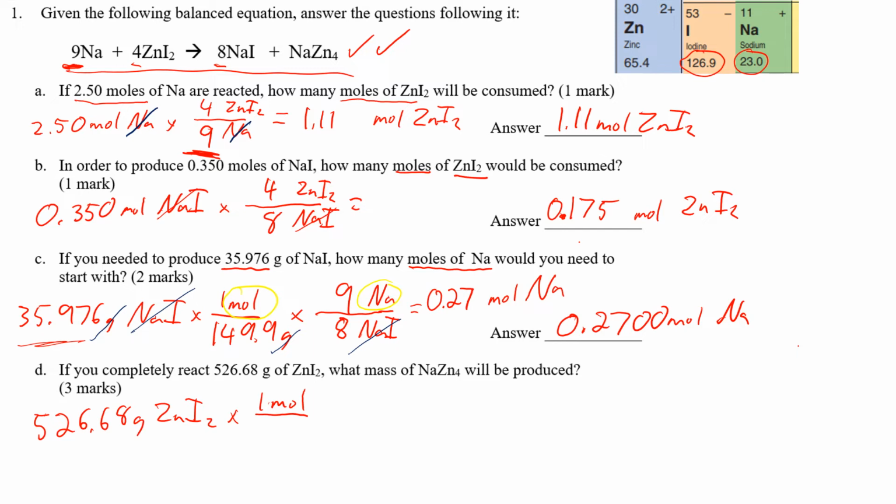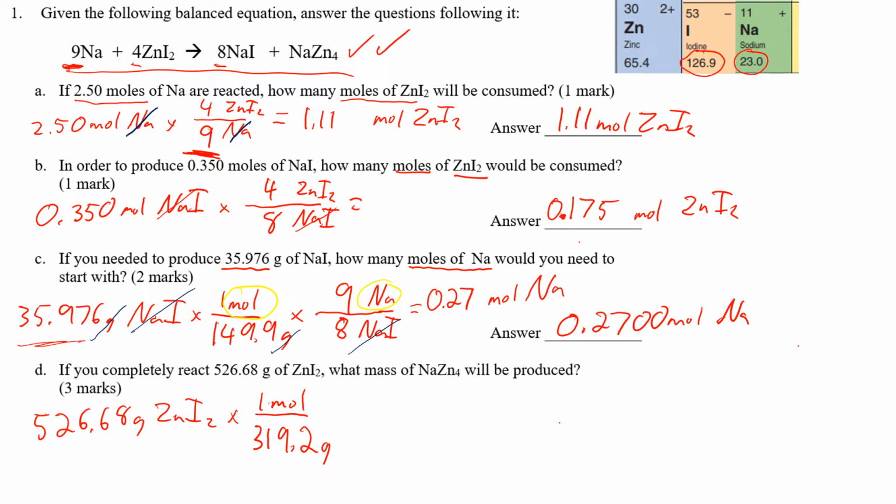There's 2 iodides, which is 126.9 times 2, and then plus 65.4, and I get the molar mass of zinc iodide as being 319.2 grams.